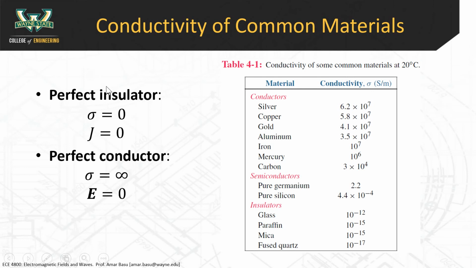In a perfect insulator, the conductivity is going to be 0. It does not conduct electricity at all. The current densities are also going to be 0. In a perfect conductor, the conductivity is going to be infinite. There's no material that has infinite conductivity, but superconductors have really high conductivity, and the electric field is going to be 0. So you see the analogies between the two. In a perfect insulator, the current density is 0. In a perfect conductor, the electric field is 0.